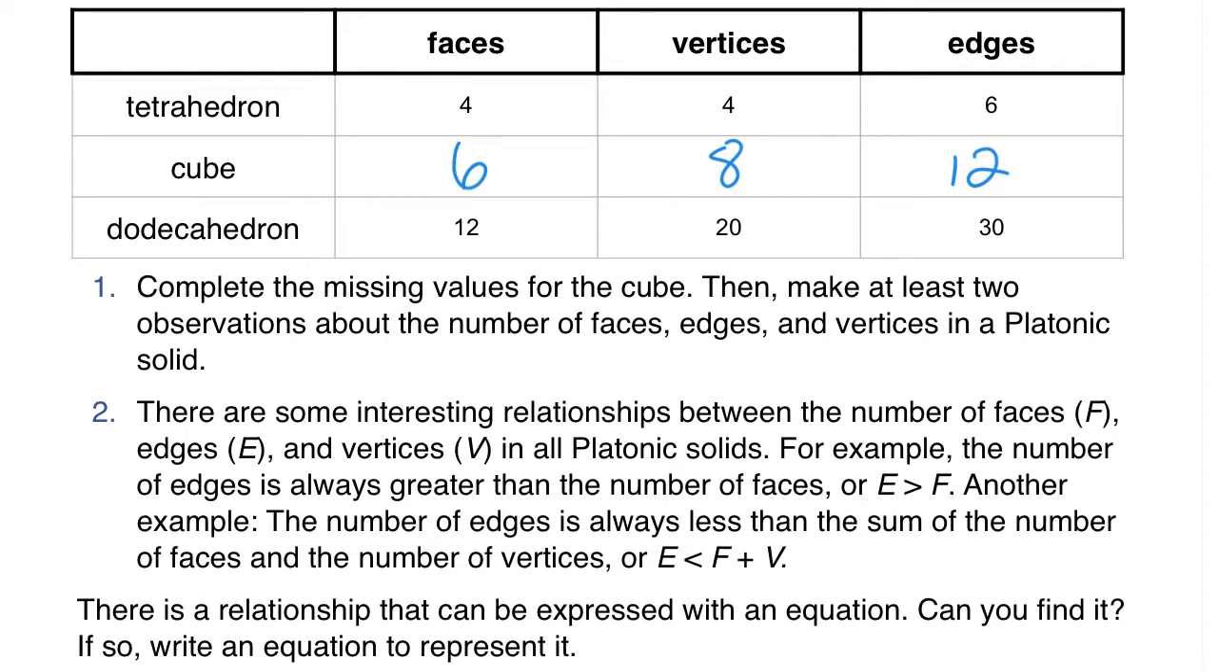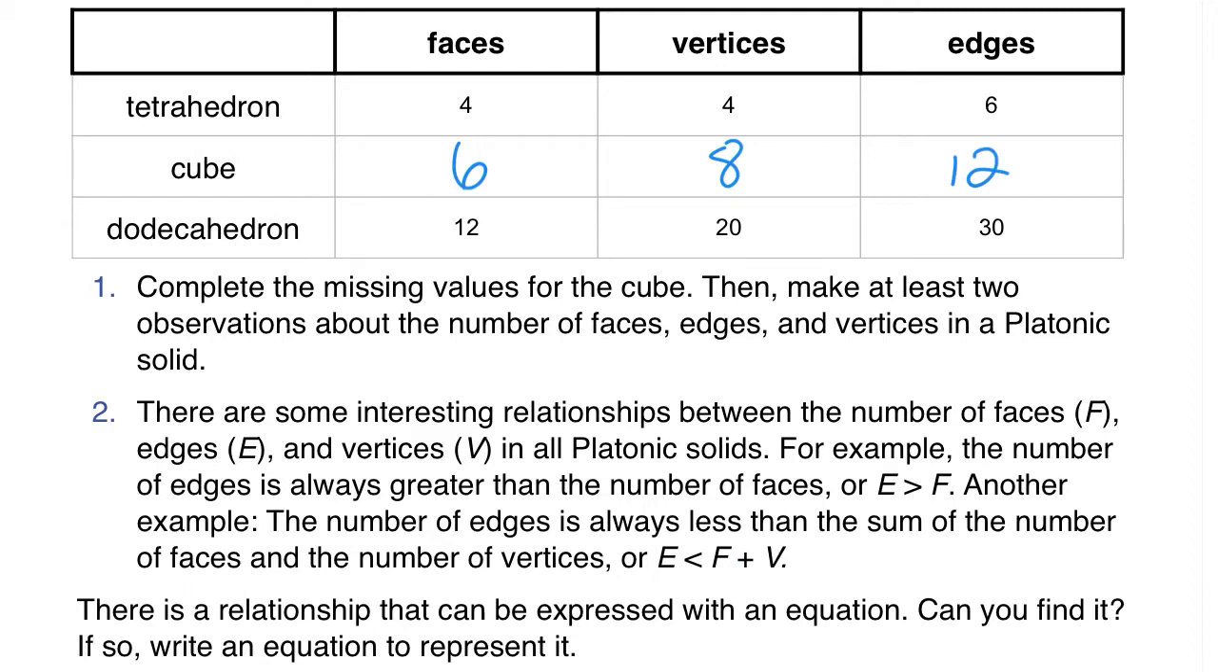Similarly, just like we noticed there's always more edges than faces, they're saying that the number of edges is greater than the number of faces. And just like we noticed that the number of faces plus the number of vertices is always greater than the number of edges, that's what they're saying right here. They're just saying it a little bit backwards. They're saying the number of edges is less than the number of faces plus the number of vertices.